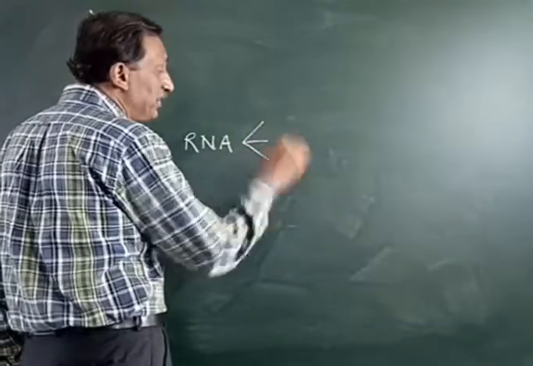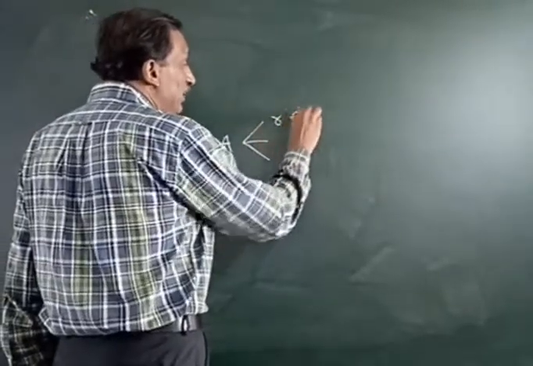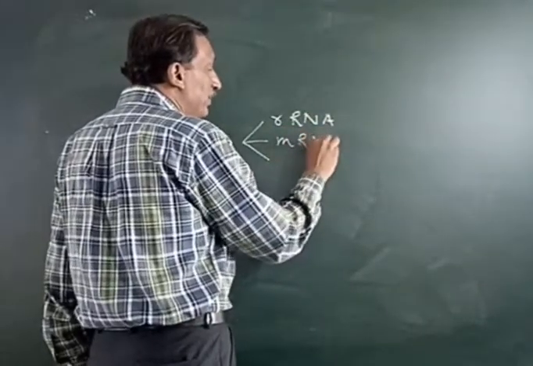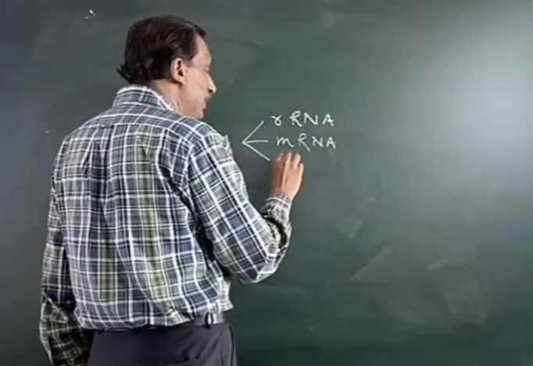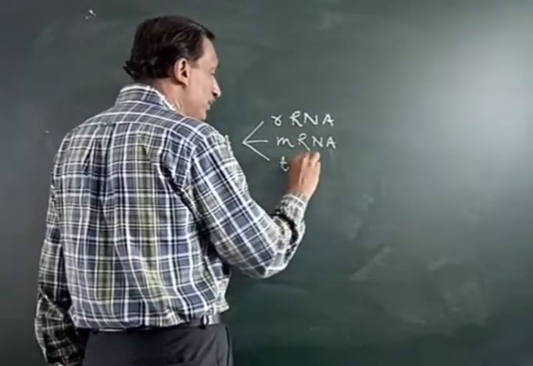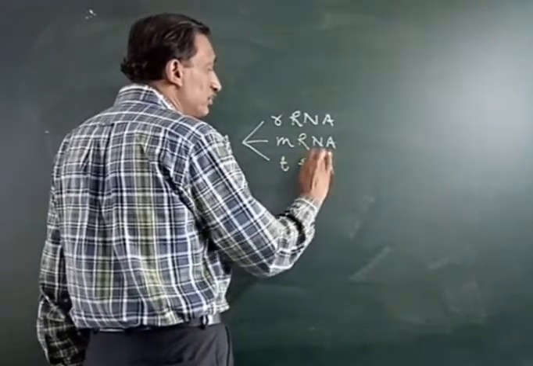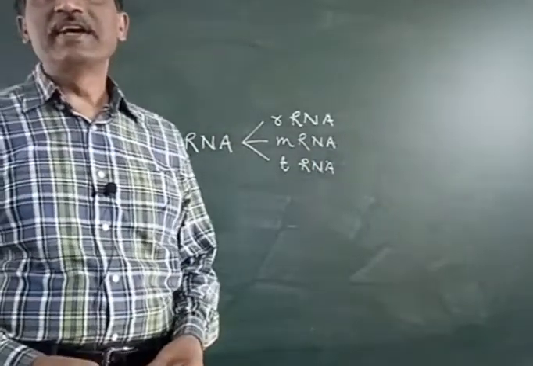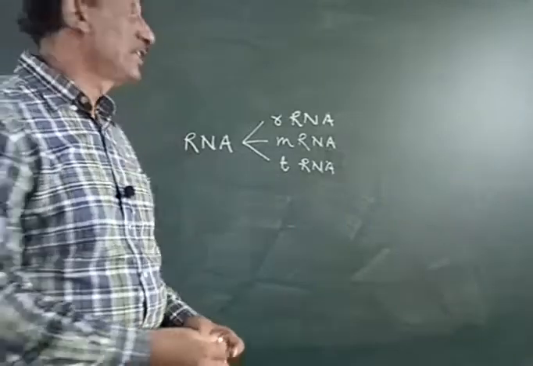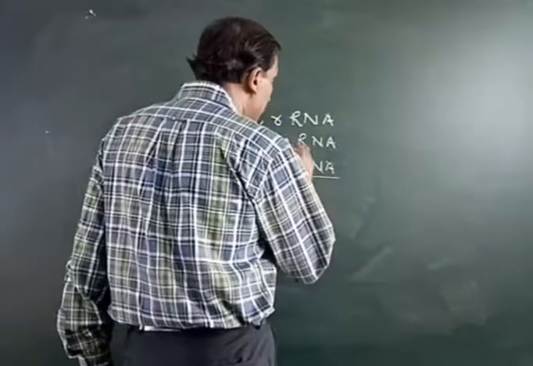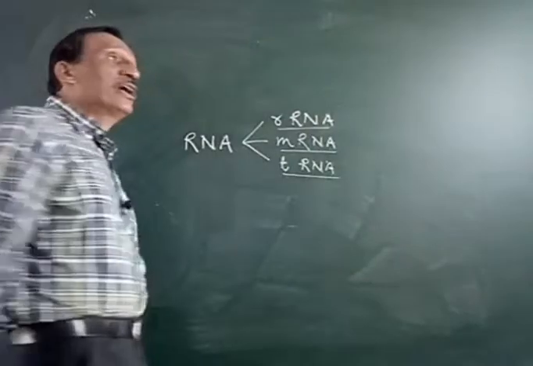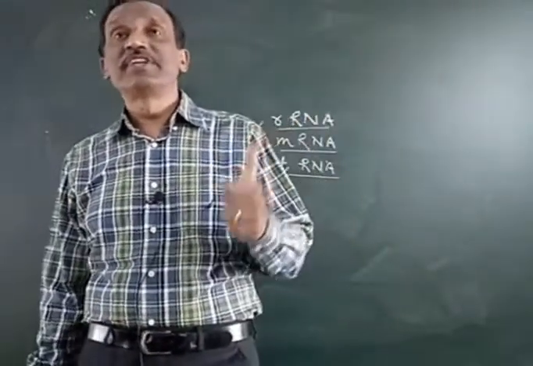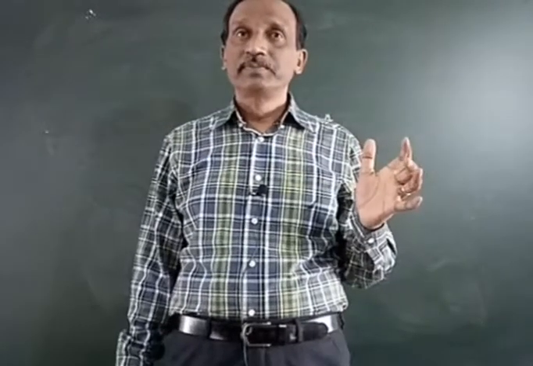RNA are of three types: rRNA, mRNA and tRNA. Three different types of RNAs are there. And earlier it was thought a gene is a segment of the DNA which makes a protein.